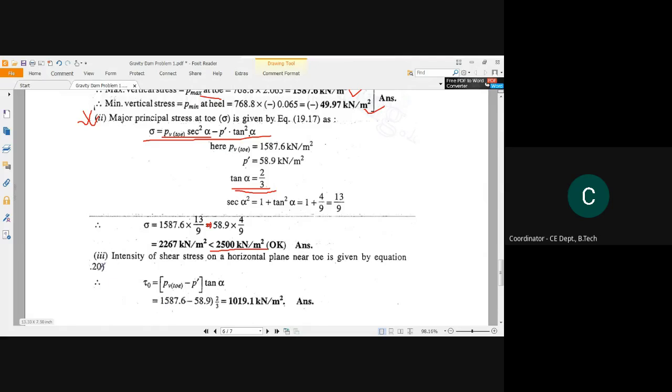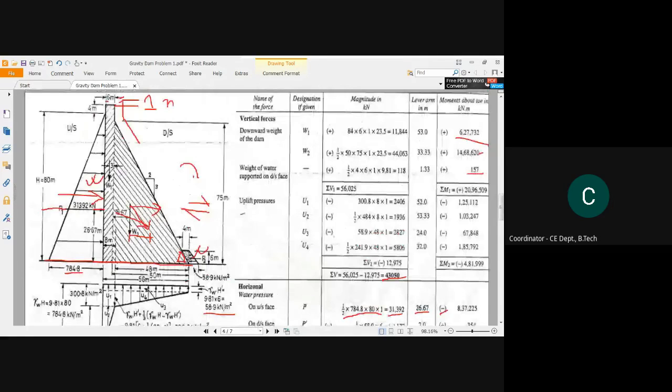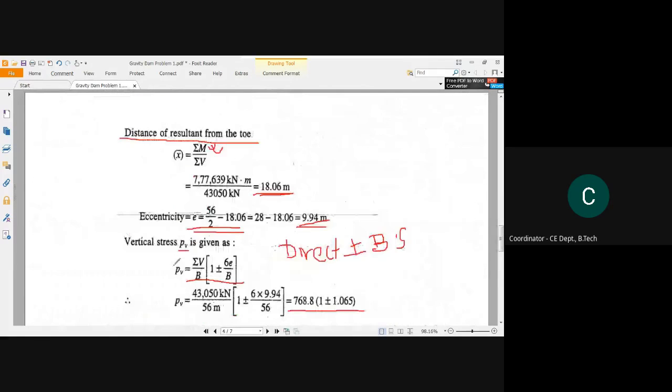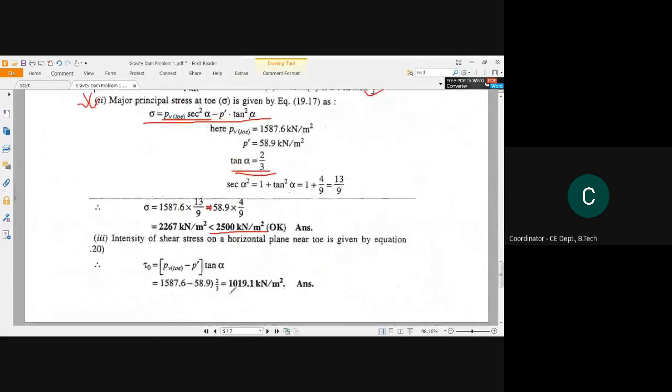See, let me just show you. The stress intensity will be 1019.1 kilonewton per meter square. So up to this you have to calculate.